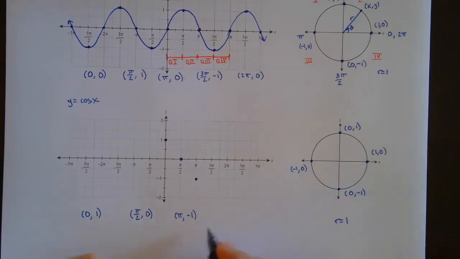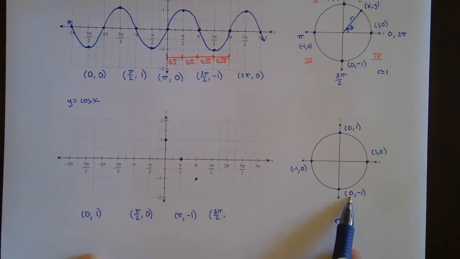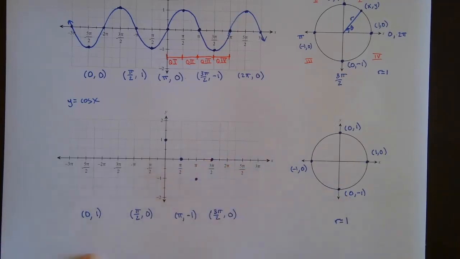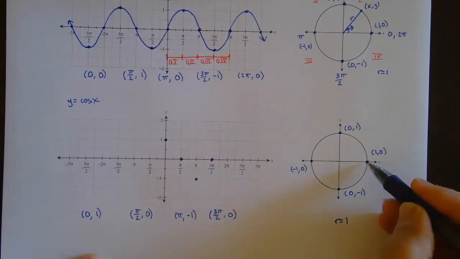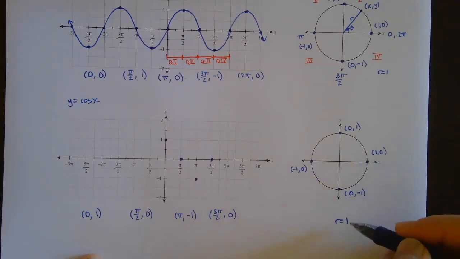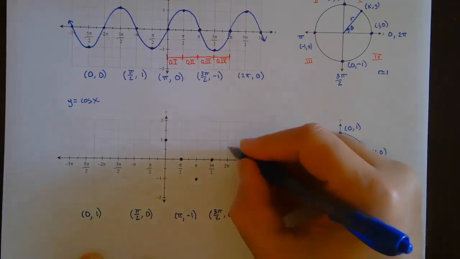Keep going to 3 pi over 2. Okay, and 3 pi over 2 would put me right here. And I know my x is 0, and I know my r is 1. So 0 over 1 would be 0. So 3 pi over 2, I'm back to 0. And then at 2 pi, I'm back to where I started, right? Okay, so what's my x? It's 1. What's my r? 1, right? So if I put 2 pi in, I'm going to get out 1 over 1, which is 1. So at 2 pi, it's 1.